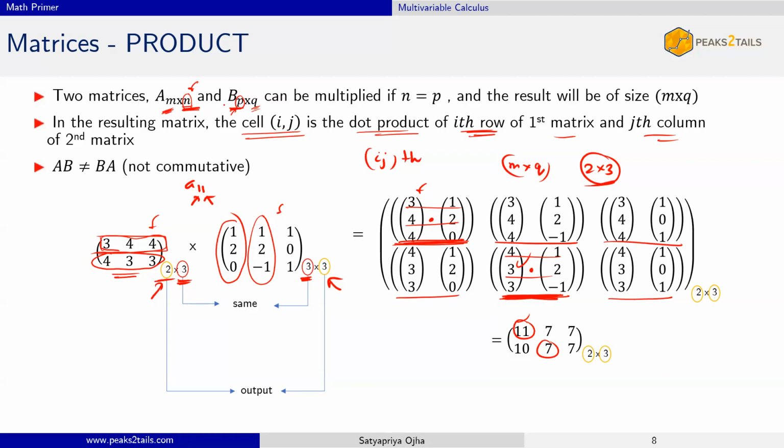And yeah, that's it. And remember one very important rule. You cannot swap the order of the multiplication. It is not the same. A cross B is not the same as B cross A. I mean, A multiplied by B is not equal to B multiplied by A. In case of matrices, this is not true, not commutative. Please remember.